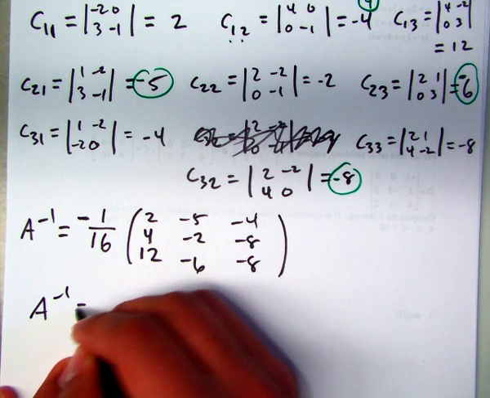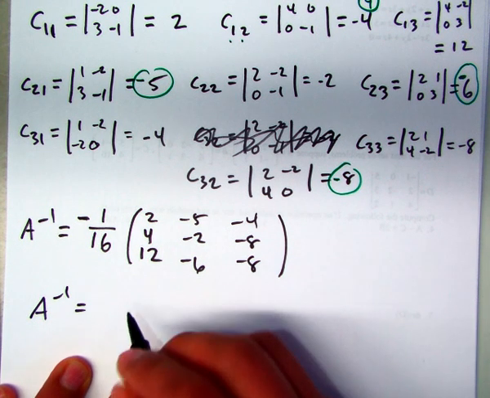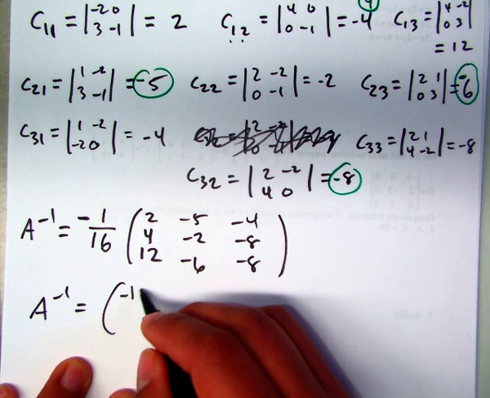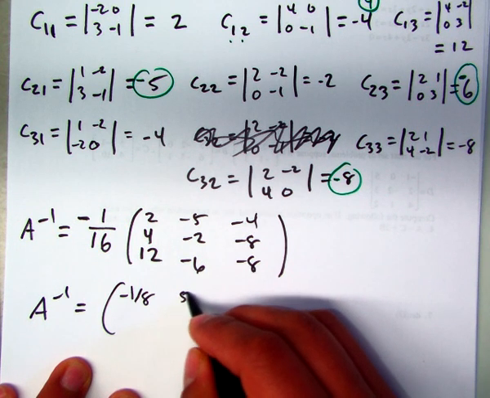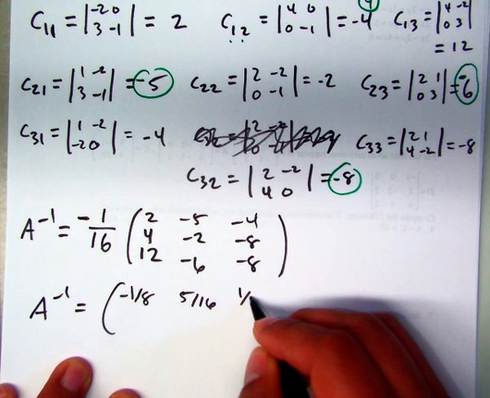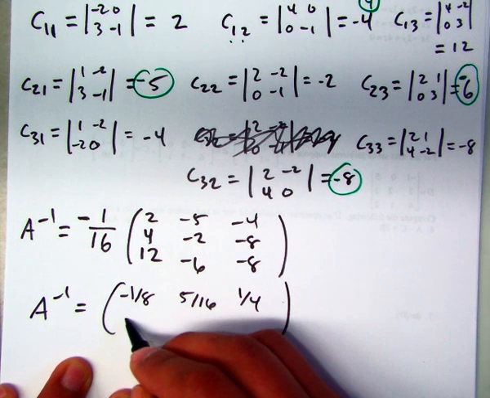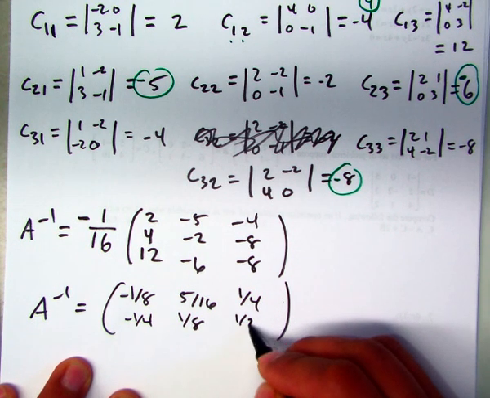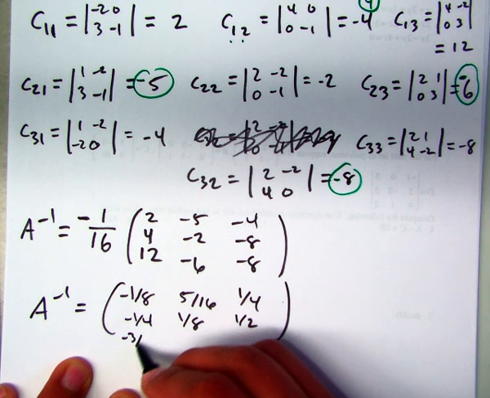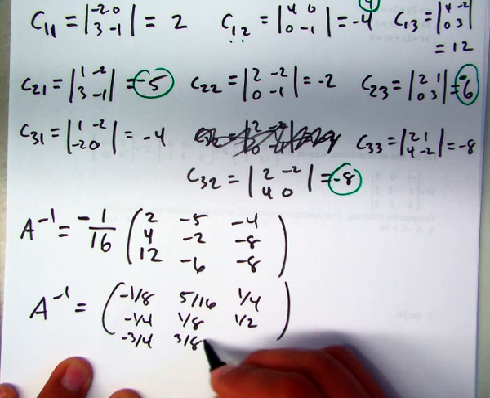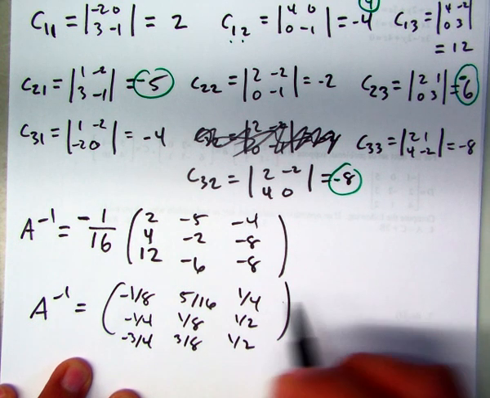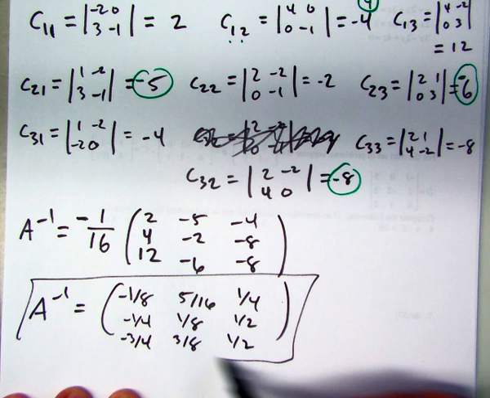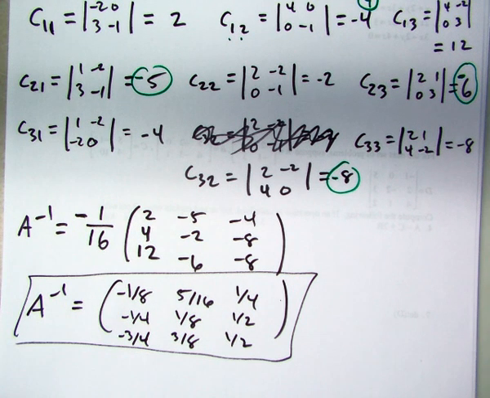That's going to be -1/8, 5/16, 1/4, -1/4, 1/8, 1/2, -3/4, 3/8, and 1/2. Okay. Any questions on this?